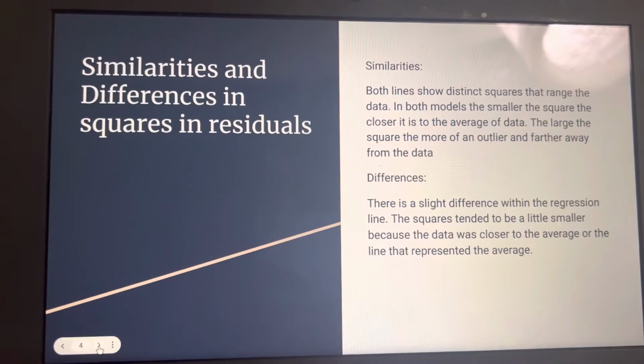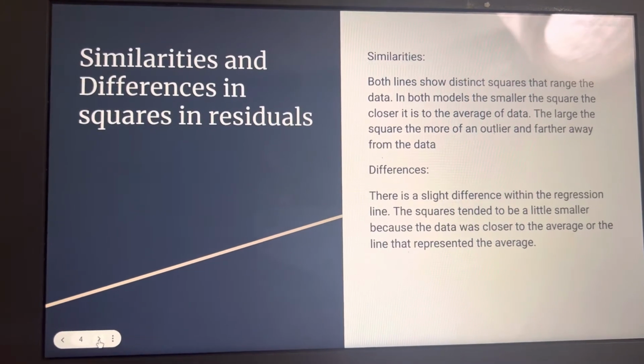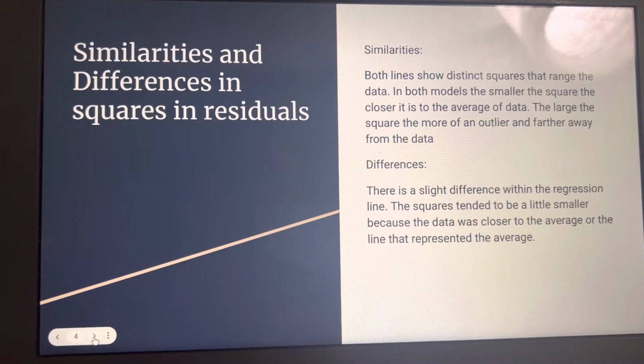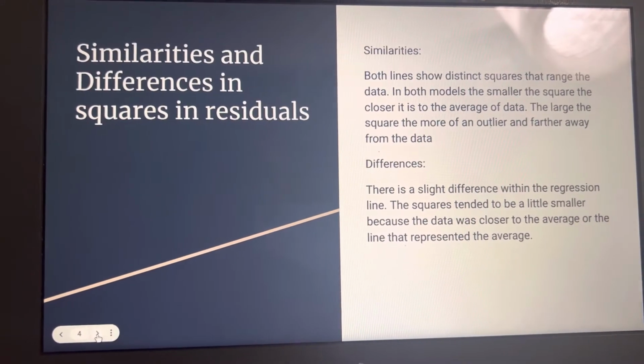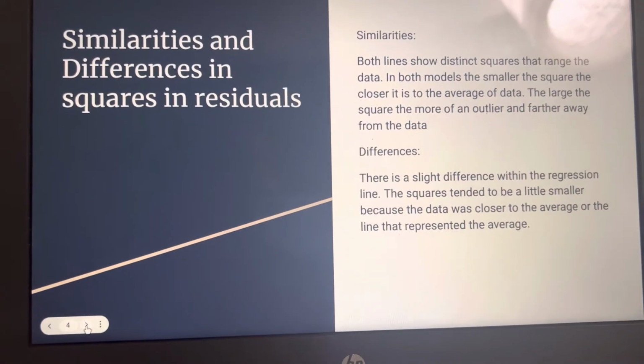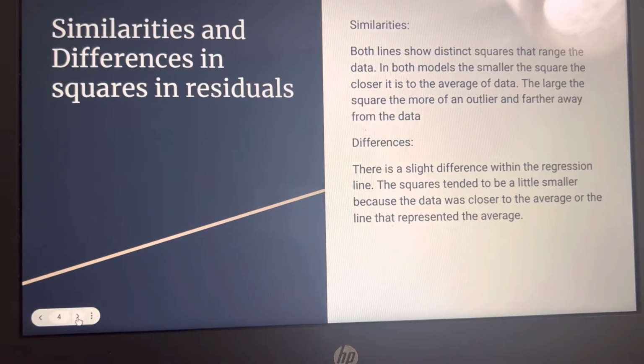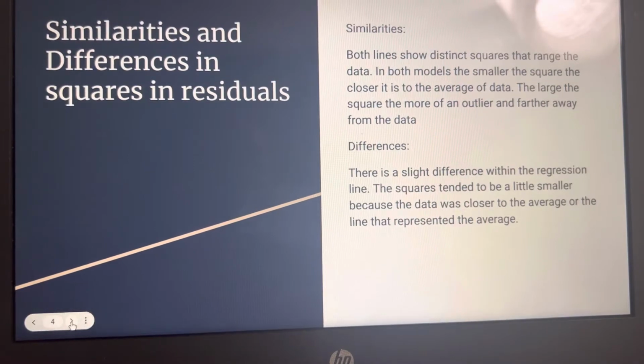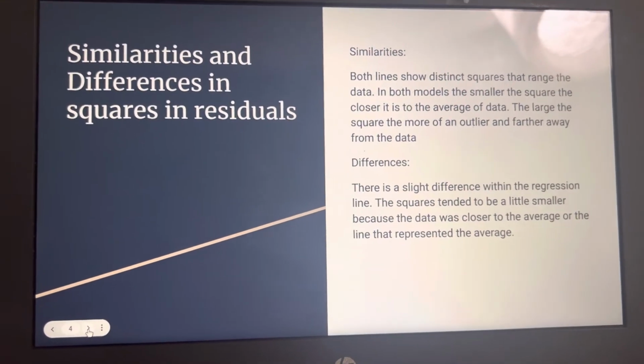Similarities. Both lines show distinct squares that range from the data. In both models, the smaller the square, the closer it is to the average of the data. The larger the square, the more of an outlier and farther away from the data. Differences. There is a slight difference within the regression line. The squares tended to be a little bit smaller because data was closer to the average.